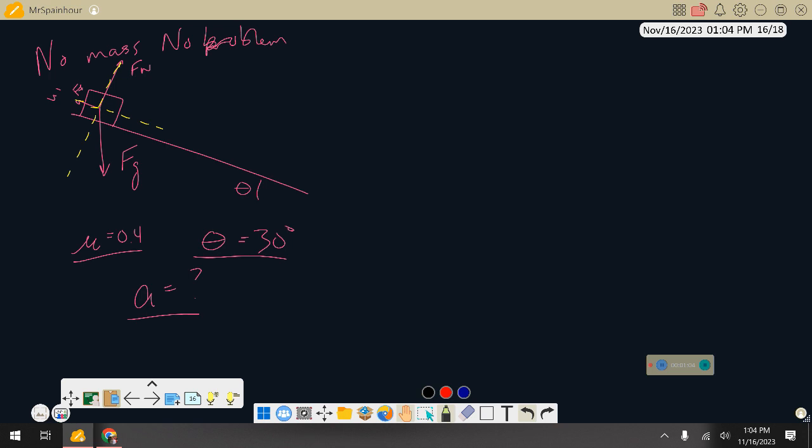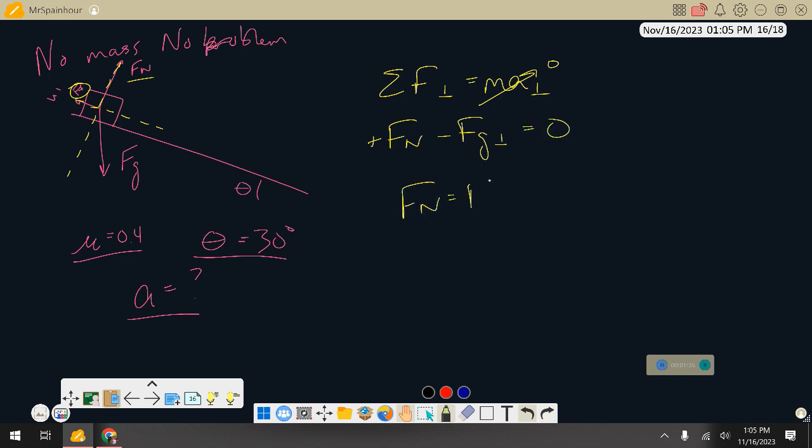Now if we were trying to get friction, we see friction in a problem, we should probably go get force normal first. So we're going to sum the forces perpendicular first, because mass times acceleration perpendicular is going to cancel to zero, because there is no acceleration perpendicular because of how we shifted the axis. The sum of forces perpendicular should be positive force normal minus the force gravity that's perpendicular, aka this section right over here. Okay? And that's equal to zero. So force normal is equal to force of gravity that is perpendicular.